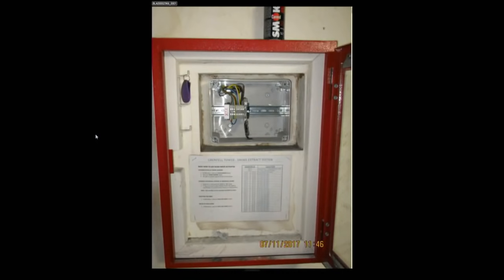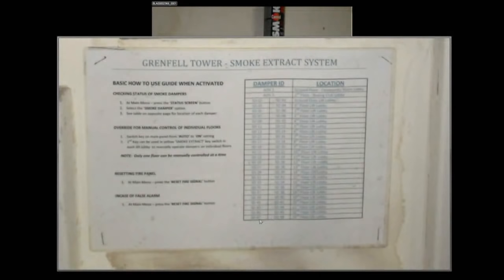So if you could please be showing BLA quadruple 02966. This is a photograph taken by the inquiry of the inside of the smoke vent box and the instructions that are there, the Grenfell Tower smoke extract system. My question is, do you remember seeing these on the night? And I think you said you didn't look inside the box. Are these even familiar to you from your 2016 introduction to the system?